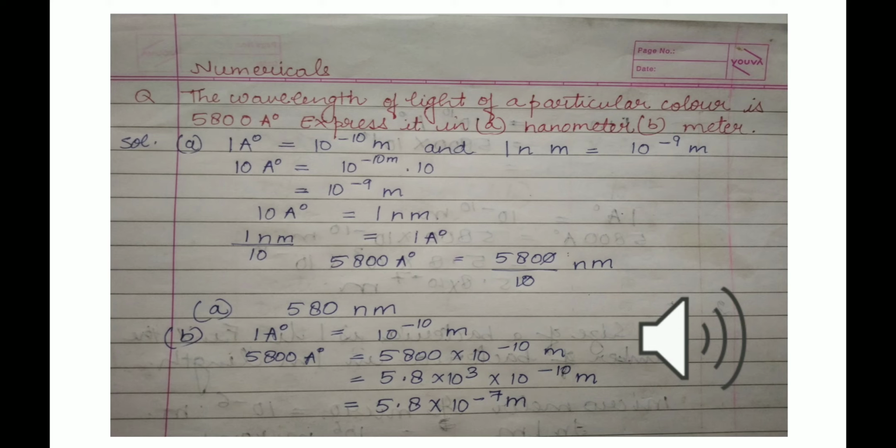And the next part, we have to convert to meter. 1 angstrom is equal to 10 to the power minus 10 meter. So 5800 angstroms is equal to 5800 into 10 to the power minus 10 meter. That is 5.8 into 10 to the power 3. In physics, we always write only one digit before the decimal. And if there is no digit, we write 0. So we write only one digit before the decimal, and that is why I have written 5.8 into 10 to the power 3 into 10 to the power minus 10. And when we calculate, it becomes 5.8 into 10 to the power minus 7 meters. We go to the next numerical.